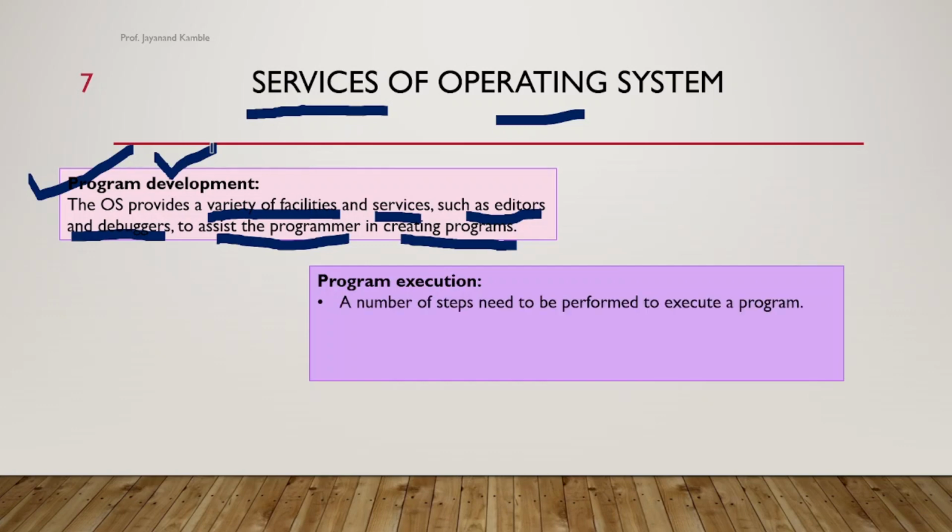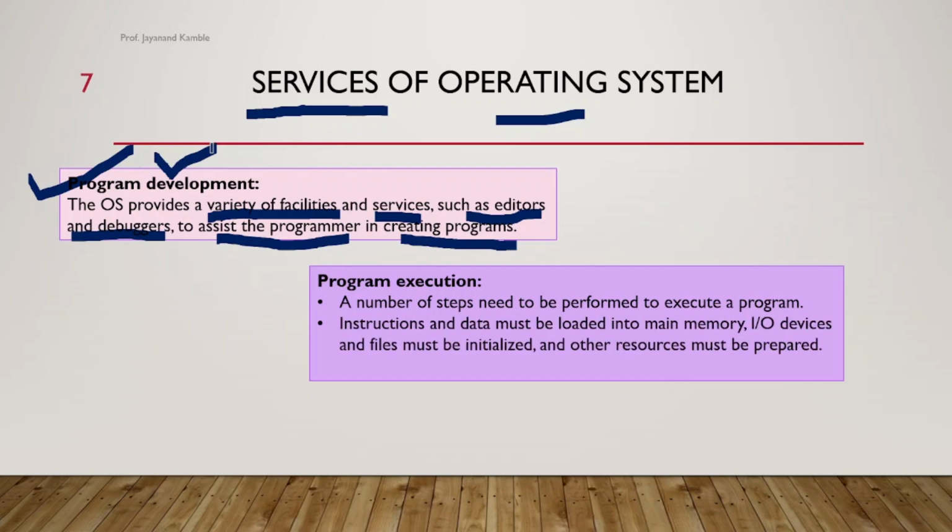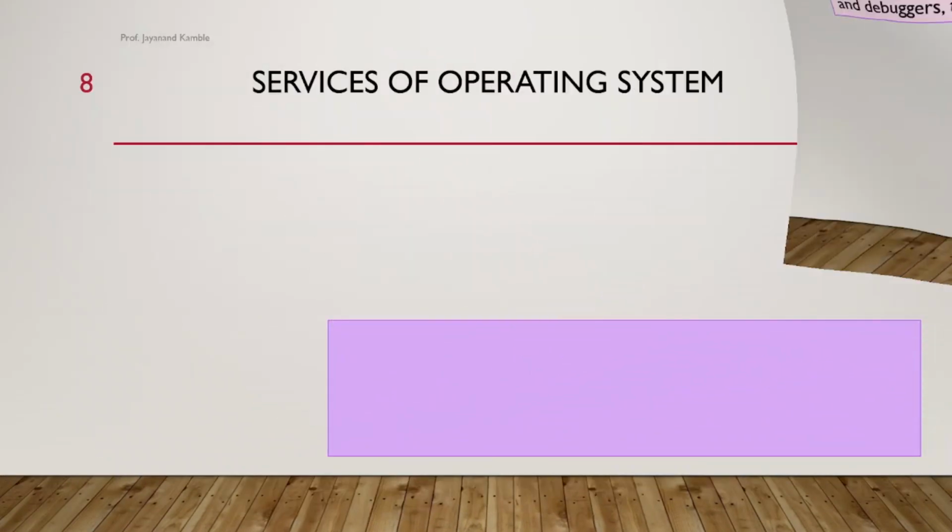The next service is program execution. A number of steps need to be performed to execute a program. Instructions and data must be loaded into main memory. IO devices and files must be initialized and other resources must be prepared. The OS handles the scheduling of all these activities. So we say the operating system helps in program execution, which is another service of the operating system.